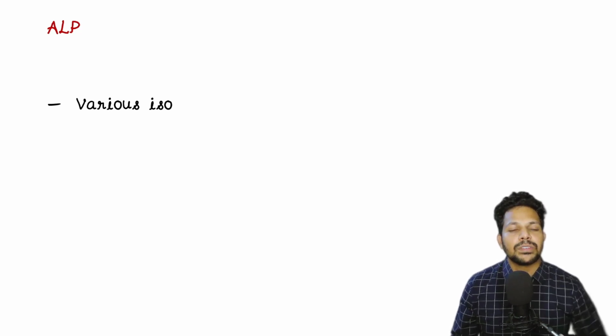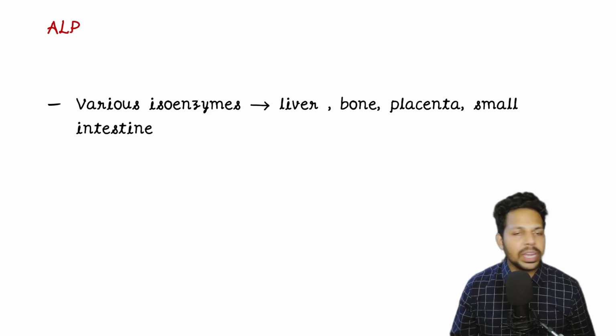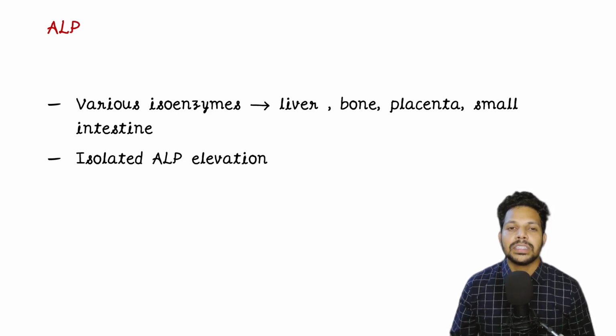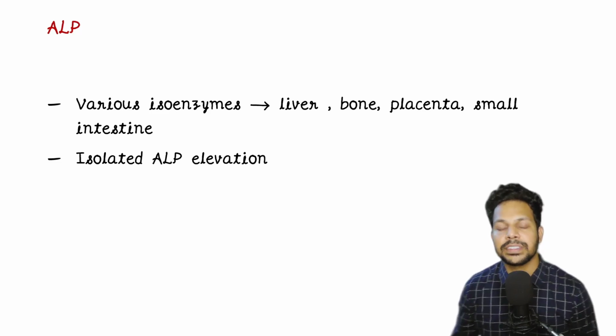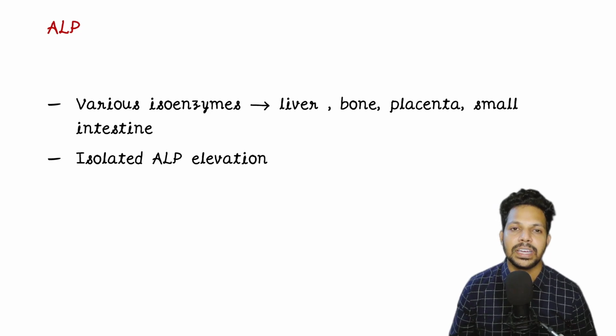And similar to that of AST, the ALP has multiple isoenzymes, and depending on the organ that the ALP is produced from, different isoenzymes are there. So it is produced from the liver, bone, placenta, and the small intestine. So if you look at the LFT, if all the other liver enzymes are normal and there is only an elevation in ALP, then by using two different ways, we can understand from where the ALP is getting produced.